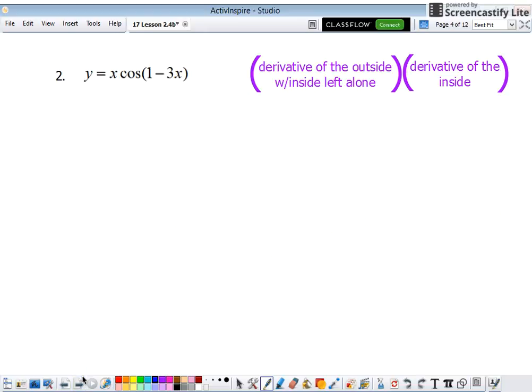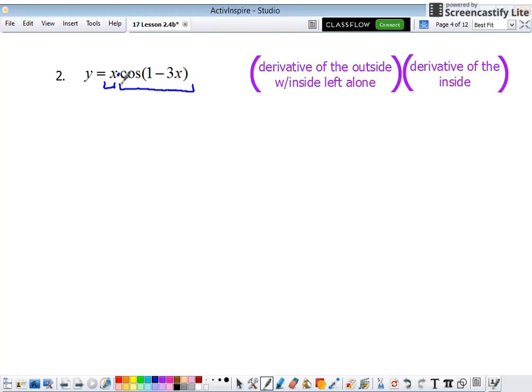Okay, this is more typical of what you might see for an AP multiple choice question. So when we look at this, what you need to realize is we're going to have to use the product rule because you have x times the cosine of 1 minus 3x. Okay, so these are where they start to get a little bit complicated. People aren't sure whether they should use the product rule or quotient rule. If they even need the product rule, do they need the chain rule? Where do they need it? They apply it to the wrong places.